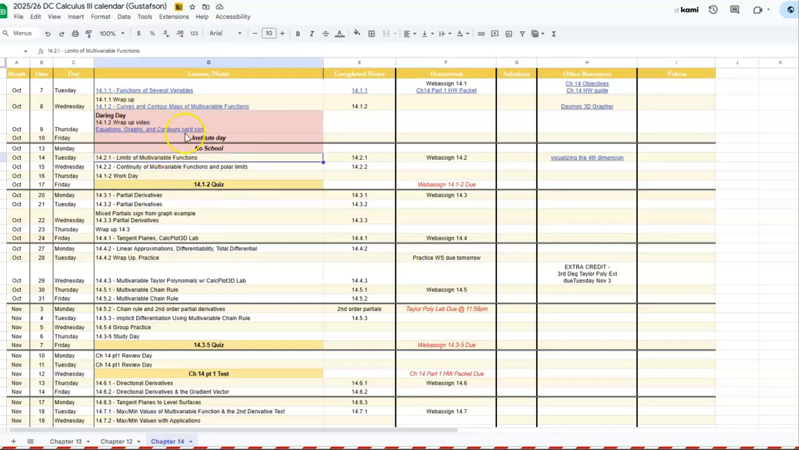After the long weekend, we'll come back on Tuesday. I'll check in to see how the level curves thing went for you all, and then we'll move on to limits. And then Wednesday, we will work with continuity and polar limits. Thursday, with whatever we need to wrap up, we'll do, and then with the rest of the time, you'll have some time to work and study.